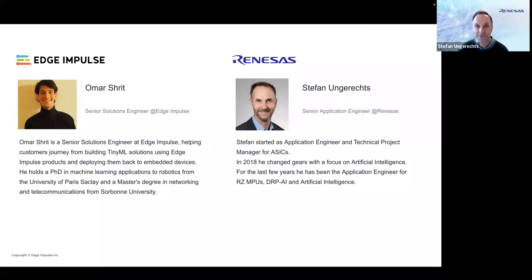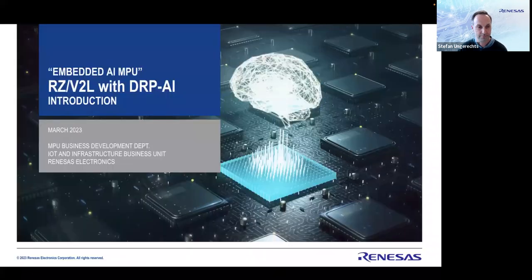Yes, hello. My name is Stefan Ungrecht. I'm application engineer at Renesas Electronics. And as Omar mentioned, we are working together to have the solution RZ V2L with Edge Impulse. This is what we want to talk about today. It's my pleasure to start with the introduction of the RZ V2L hardware. It contains an AI accelerator IP, DRP-AI, and we will spend the next 10 minutes to go through a few more details.